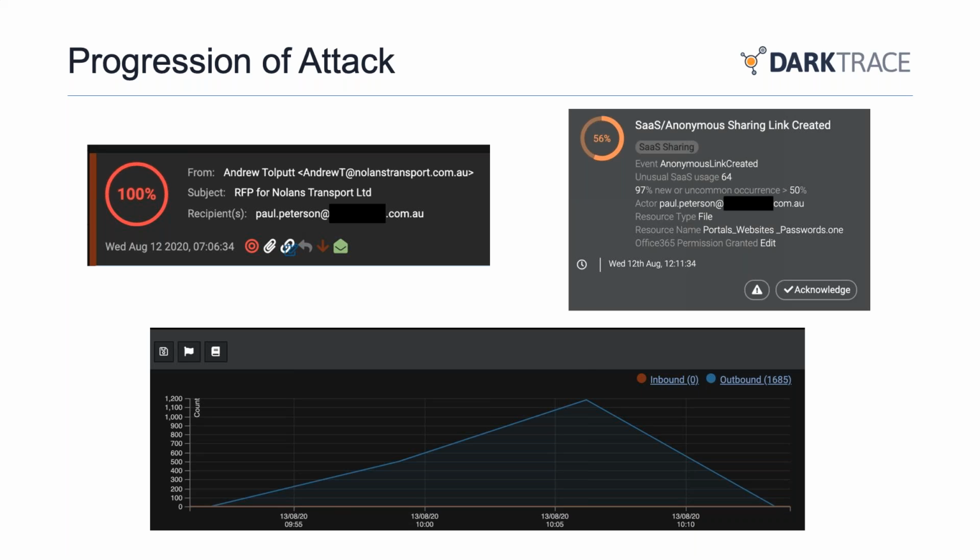Following the creation of this rule, what happened is also on the next day. So we see here, this happened on Wednesday, August 12th, right? That was when the initial email was received. A few hours later, the rule was created. On August 13th, the attacker then was satisfied that they had done enough reconnaissance on Paul's account. They had set up their links that they needed to.